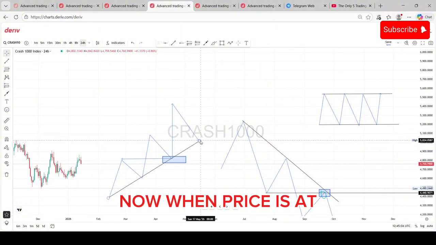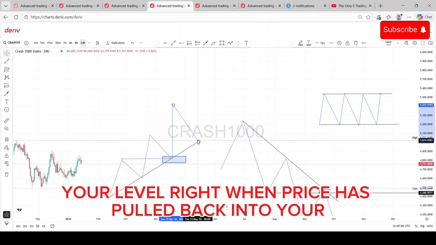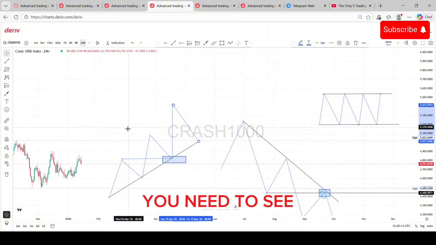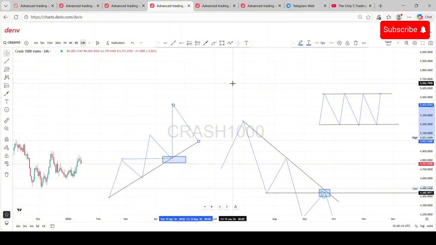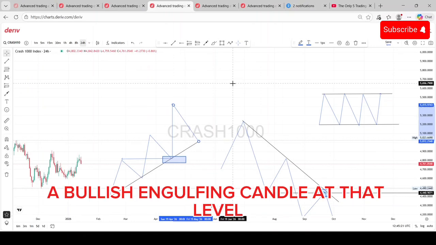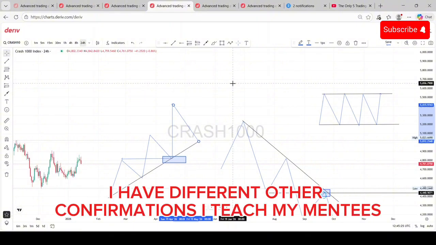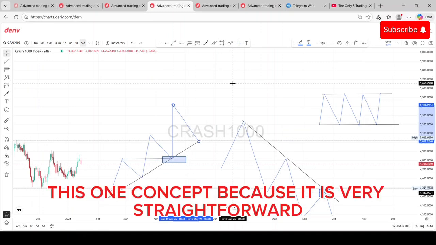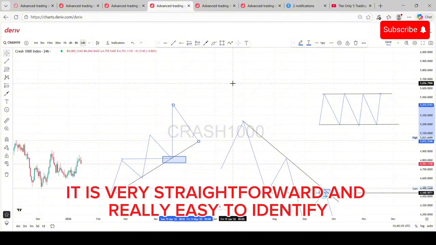Now, when price is at your level, right? When price has pulled back into your demand level, for example, let's say we are in an uptrending market, you need to see this really simple candlestick confirmation, a bullish engulfing candle at that level. I have different other confirmations I teach my mentees, but in this video I'm just going to focus on this one concept because it is very straightforward and really easy to identify.